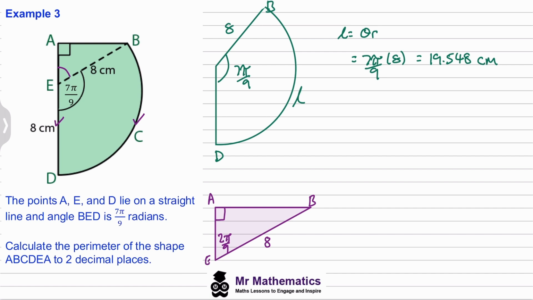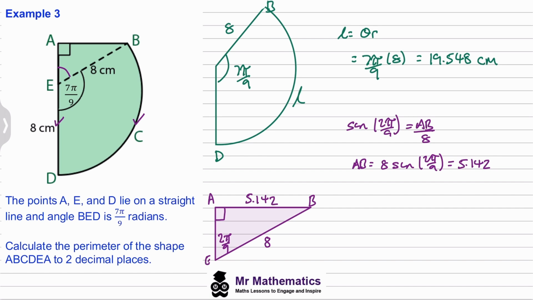Now all we need to do is use basic trigonometry to work out each of these lengths. So A to B, this will be the opposite to this angle. So the sine of 2 pi over 9 will be the opposite divided by the hypotenuse. So AB will be 8 times the sine of 2 pi over 9. When we work this out, we get approximately 5.142. I'll mark this on the diagram.